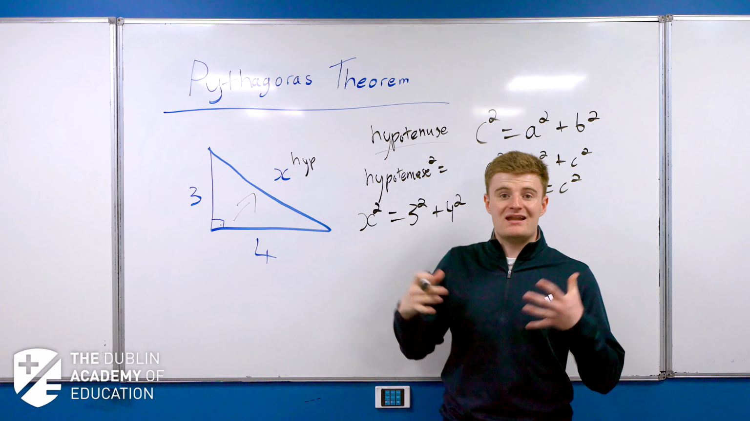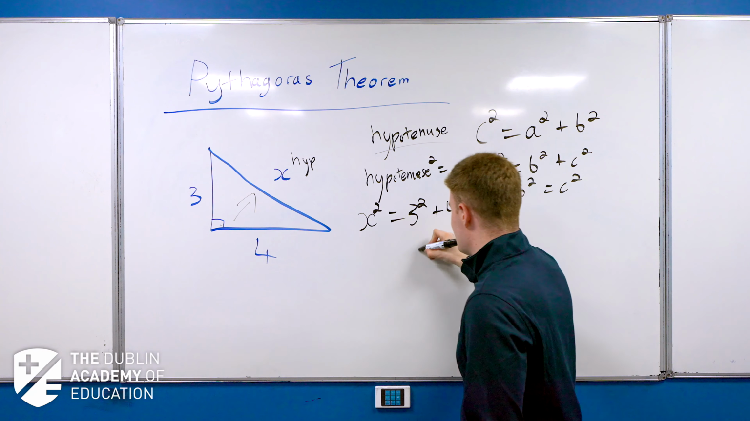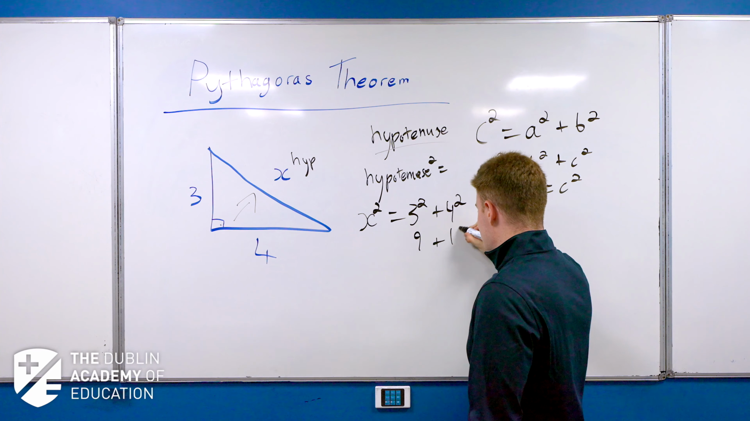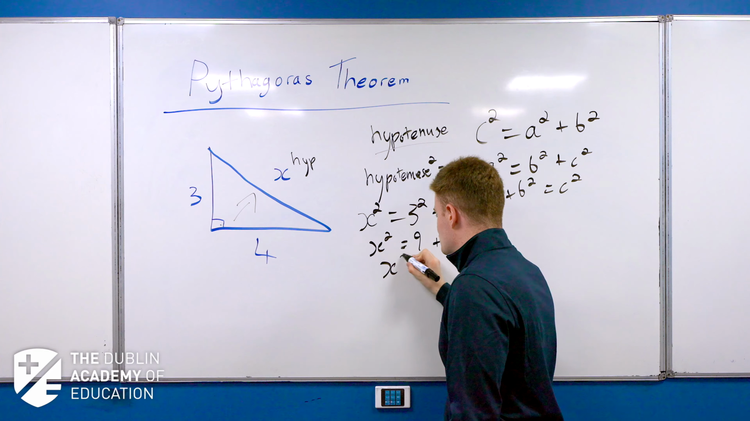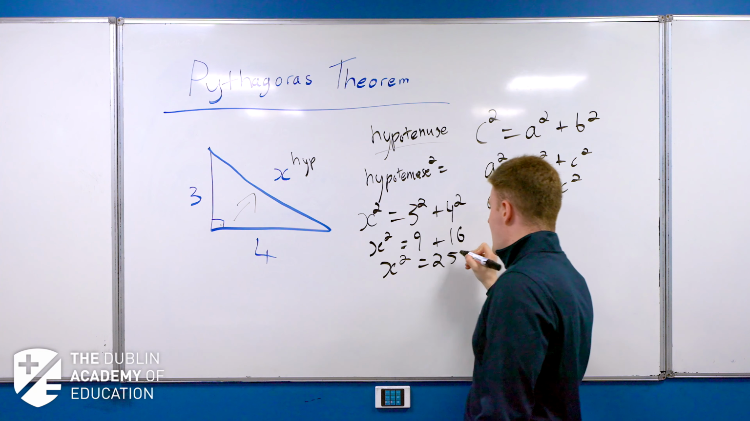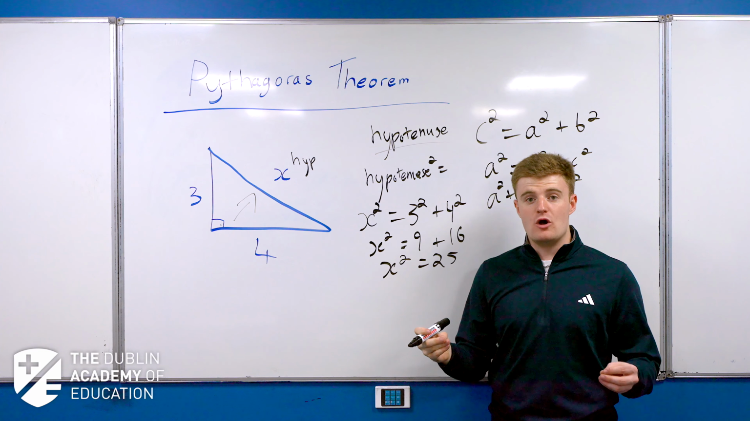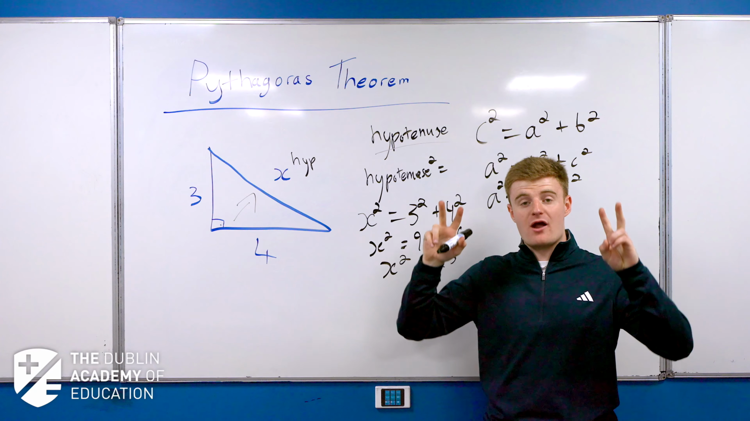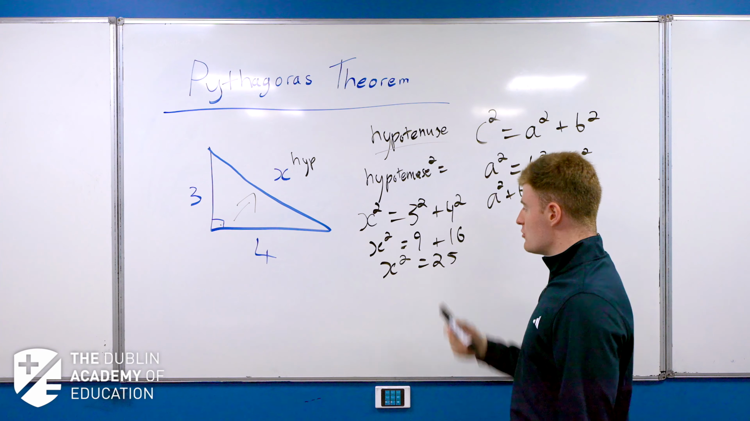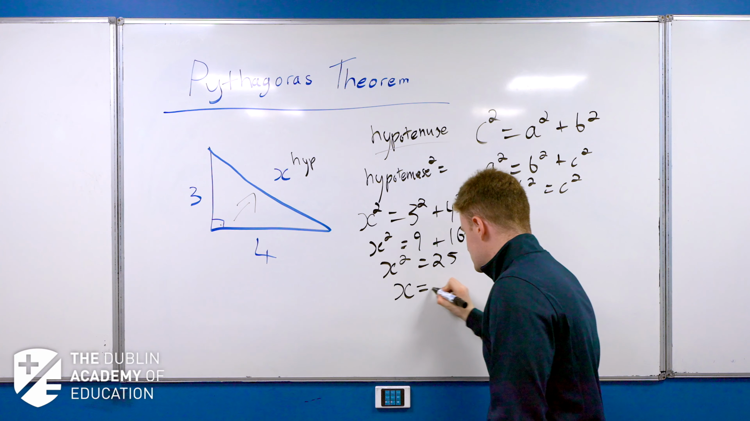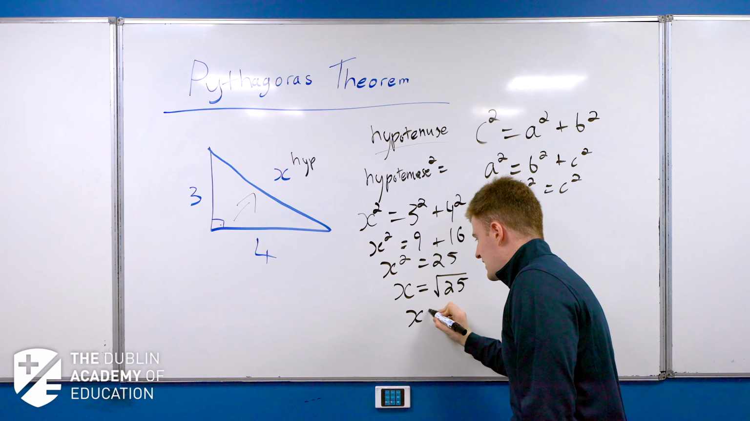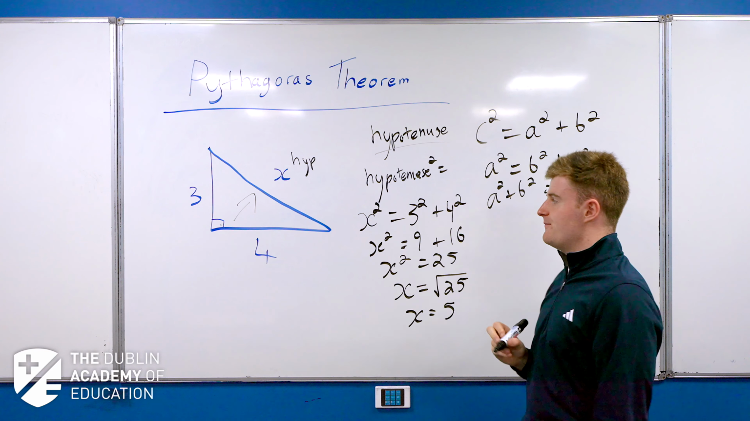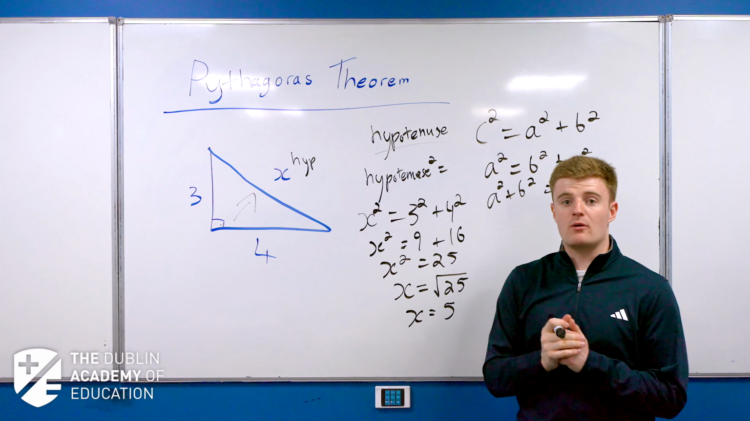Now you just use your calculator, tidy it up. What's 3 squared? It's 9. What's 4 squared? It's 16. x squared equals 9 plus 16. x squared equals 25. Now, how do we get x here? We're going to take what's called the square root. So the square root of x squared equals the square root of 25, which gives you an answer of 5. That's how the Pythagoras theorem works.